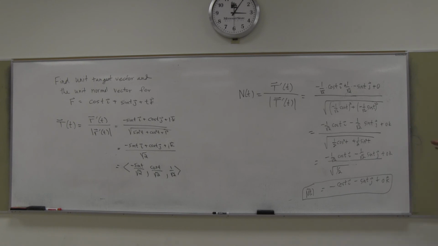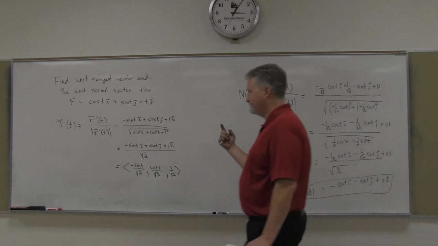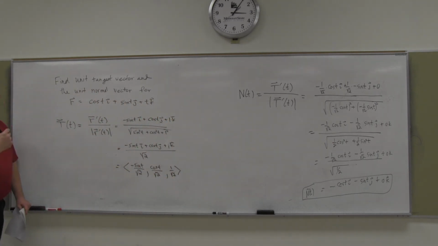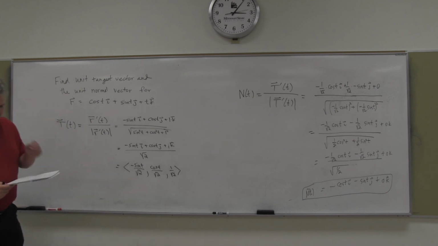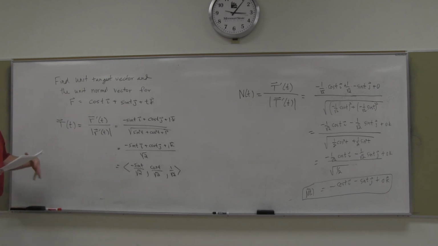And then you can evaluate those wherever you want, t equals 0. Remember this is the helix, so this would give us the unit tangent vector at a particular value, and that would give us the unit normal vector, so it should be orthogonal to that. All right, any questions or concerns?